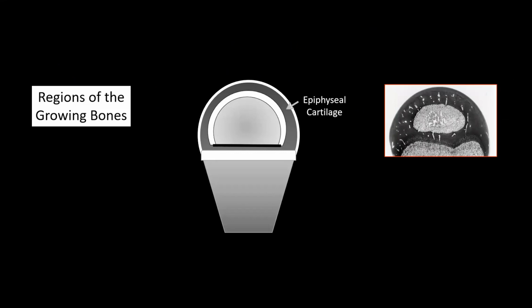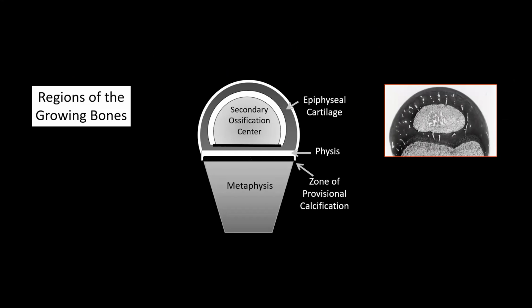We have the epiphyseal cartilage, then it becomes a secondary ossification center, and then the physis, the metaphysis, then we get this zone of provisional calcification that lies between there, as well as a small region called the metaphyseal spongiosa. And then, of course, the secondary physis and the articular cartilage.